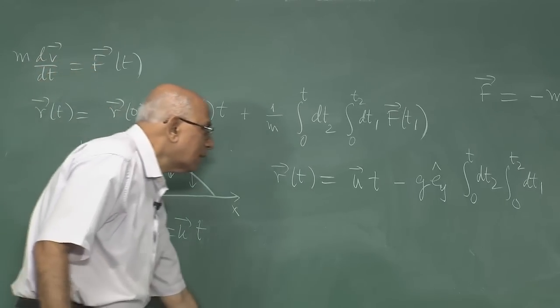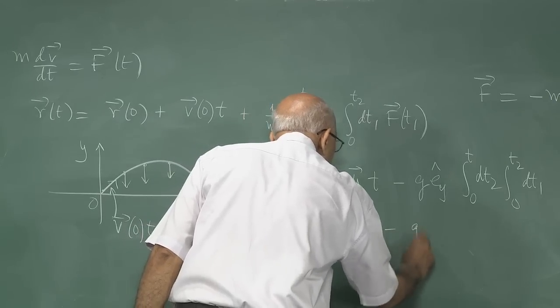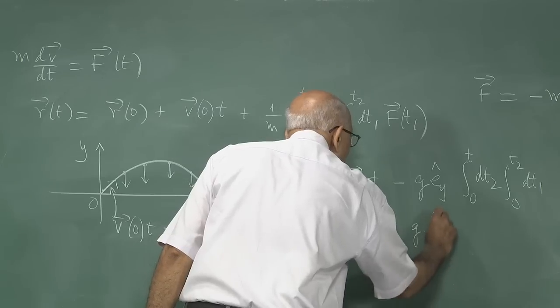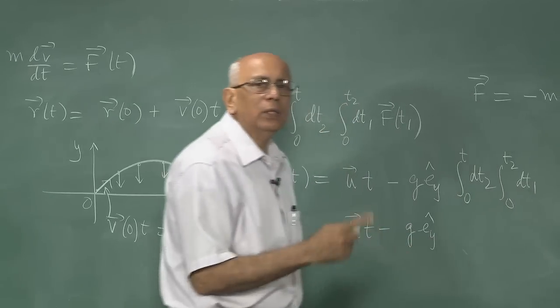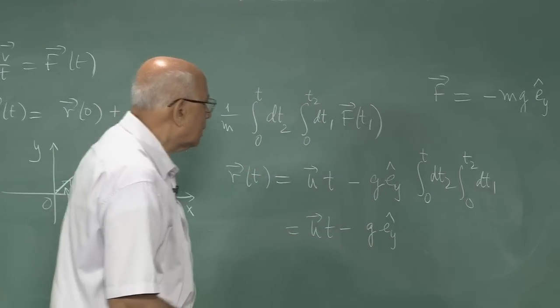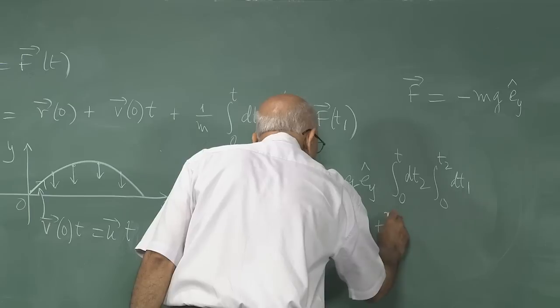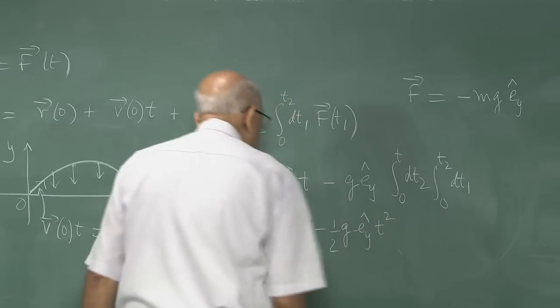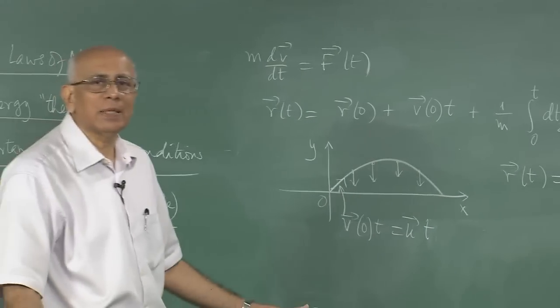And of course this integral is simple, it is equal to ut minus g e sub y. The first integral gives you a t2, and integrating t2 from 0 to t is half t squared, and then half t squared if you substitute whatever is there, and that is it. So that is the solution, that is the explicit solution.